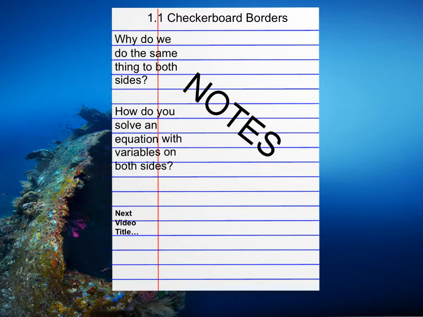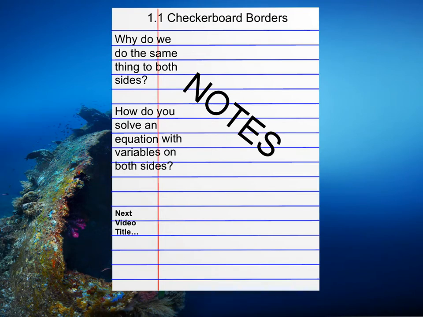Before this video, you should have watched "Why we do the same thing to both sides." That's a video from Khan Academy. And now here's a video I'm going to do for section 2-4 out of your Holt textbooks. But this is for 1-1 Checkerboard Borders from your MVP books that we're using in class. So here's the first video title that you watched, and you should have created notes. And now we're doing the second one.